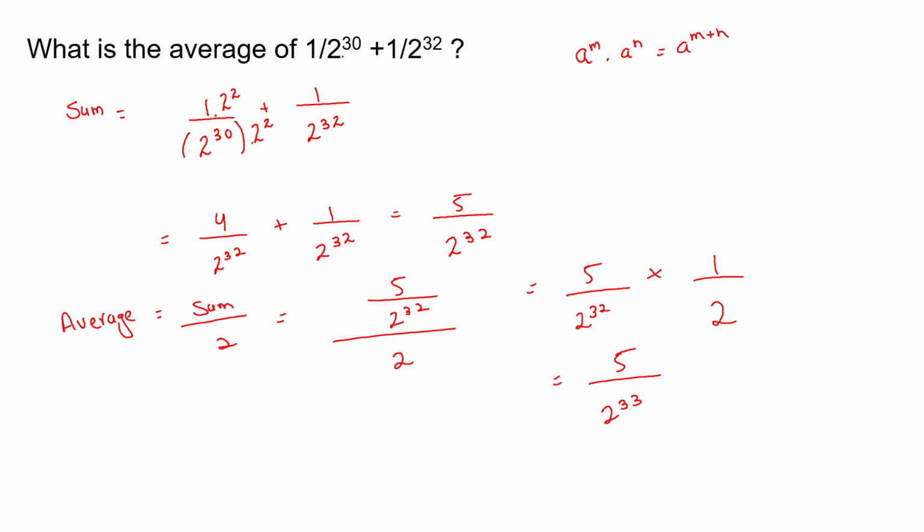So the average of 1 divided by 2 power 30 plus 1 divided by 2 power 32 is 5 divided by 2 power 33.